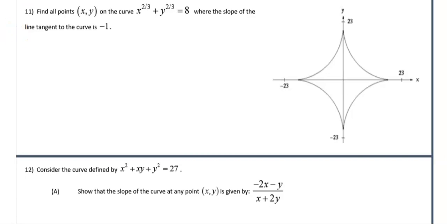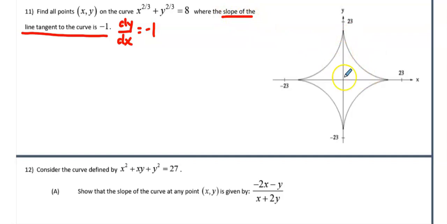Okay, so reading question number 11, it says find all points x and y on the curve x to the 2/3 power plus y to the 2/3 power equals 8, where the slope of the tangent line to the curve is -1. So a couple cool things that we're just going to figure out right off the bat: it's telling us where the slope of the tangent line is equal to -1. So that means dy dx, we're automatically told, is going to be -1. That's the important part of this. So whatever expression we get for dy dx, we're going to set that equal to -1. That's the first thing we're going to do.